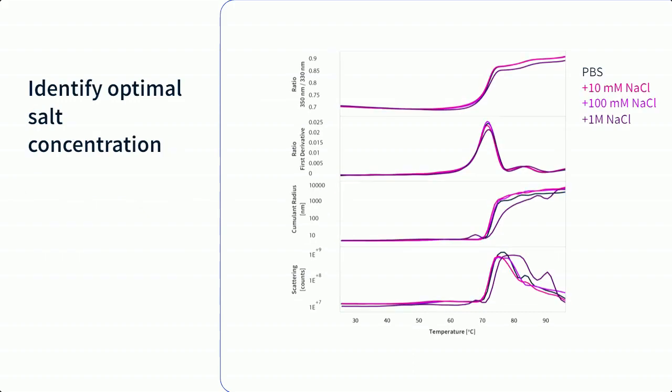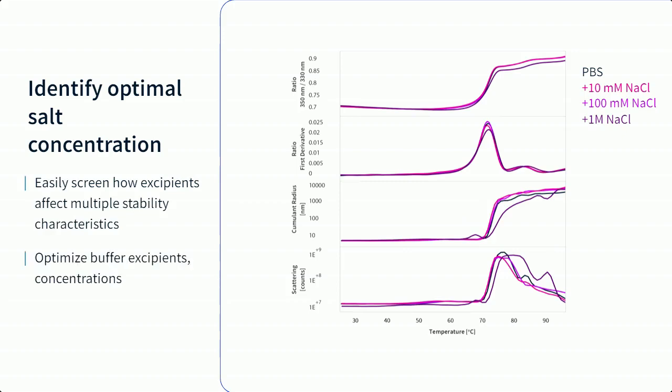Okay, so we know that salts can help to stabilize proteins in solution, but obviously you need to identify at which concentration the stabilization occurs. So here we're looking at antibody number 1 again, this time in PBS with different sodium chloride concentrations. So the highest salt concentration is doing some weird things to the colloidal stability, and you can start to see that here. But in general, the lower salt concentrations aren't having much of an impact on the stability. And this is just another example of how the Panta makes it easy to perform screens to see how excipients affect multiple stability characteristics, and helps you to optimize the concentration of those excipients.